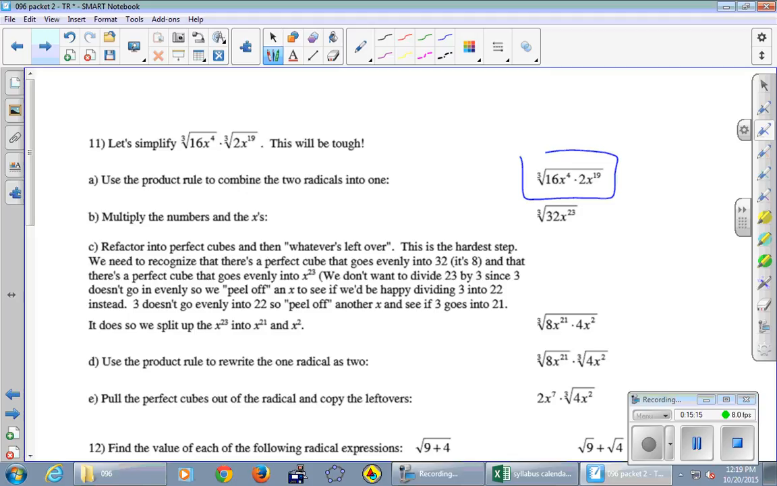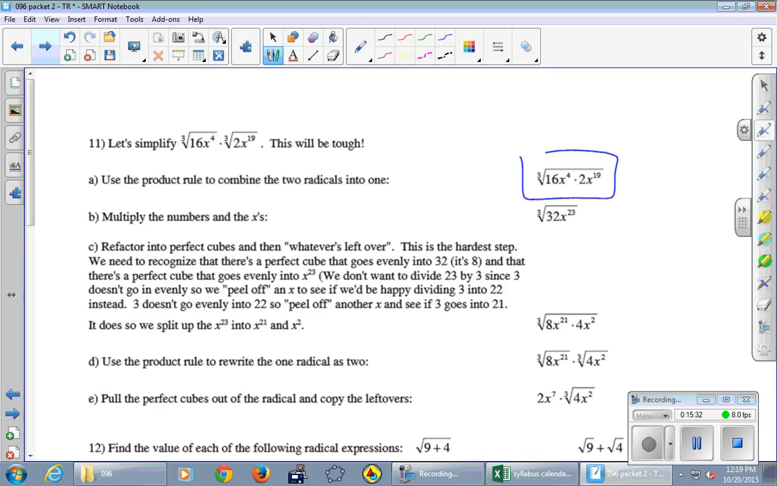The reason that we like to push the two radicals together before we do anything is that we've made it simpler, right? There used to be two separate radicals. Now it's one single radical. So even if the rest of this is tough, at least we're only doing the tough thing once, as opposed to doing it with the two originals.